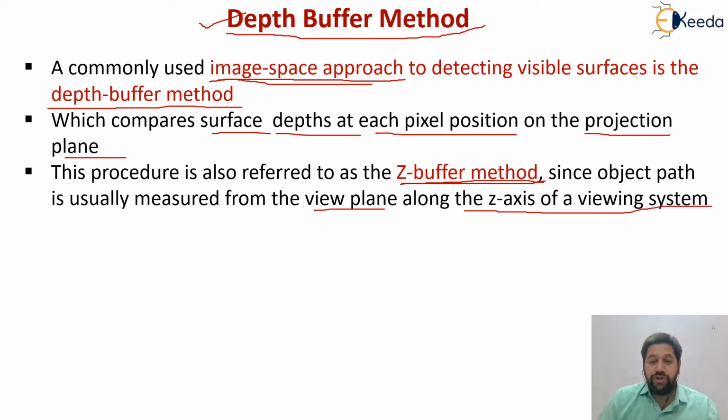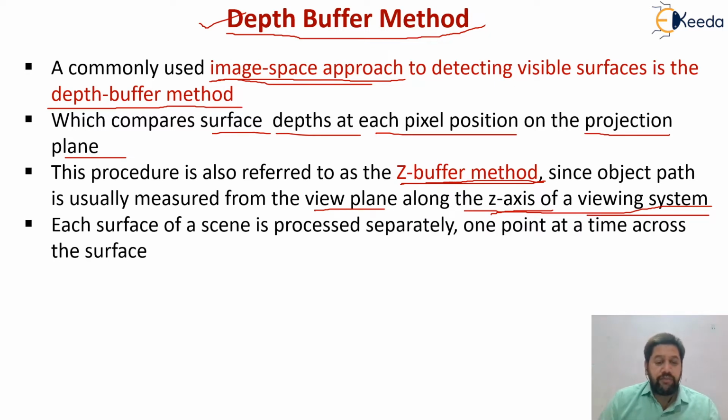So we are going to consider that all the objects are viewed along the path of the Z axis of the viewing system. As we concentrate more on the Z value of the object, it is called the Z buffer method. Now, each surface in the scene, or each object on the screen, or each polygon of a scene, is processed separately, one point at a time across the surface. So this method processes one pixel at a time.